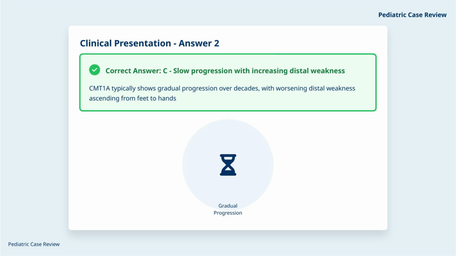The correct answer is C. Slow progression with increasing distal weakness. Charcot-Marie-Tooth type 1A typically progresses slowly over decades, not years. The weakness begins distally in the feet and gradually ascends to involve the hands, following a length-dependent pattern. While sensory symptoms are present, motor manifestations are typically more prominent and functionally limiting.